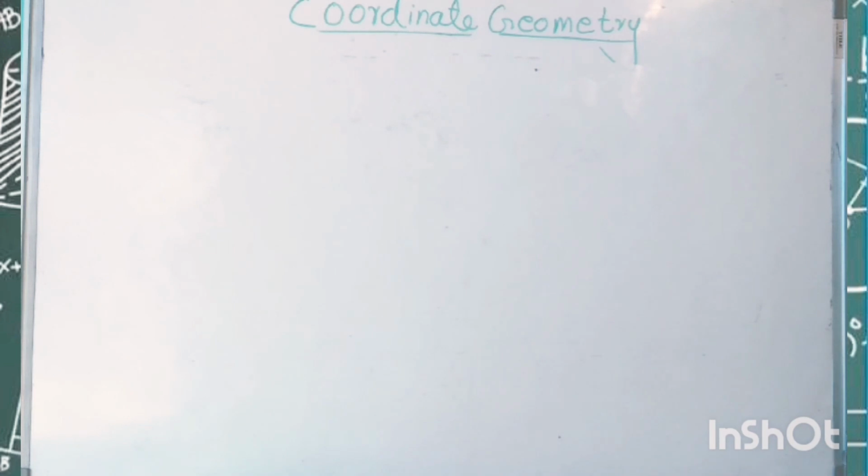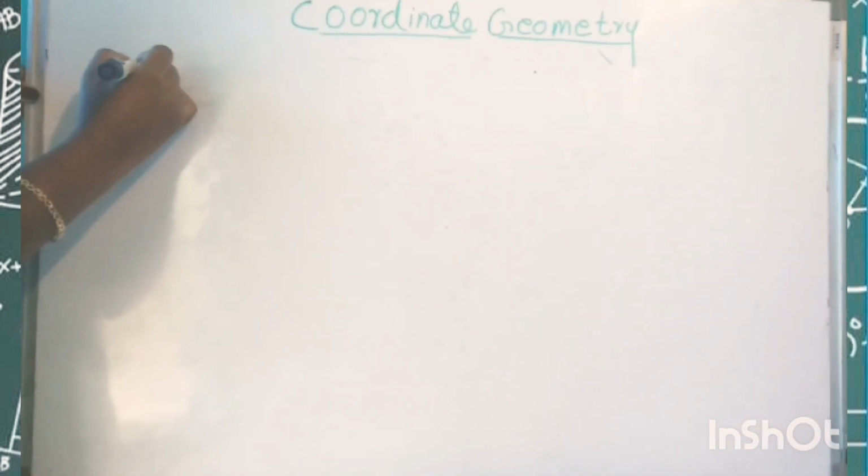Children, today we are going to discuss coordinate geometry, the 7th chapter of 10th standard. Before going to that topic, I would like to discuss some basic concepts which relate to this coordinate geometry. First one is axis.